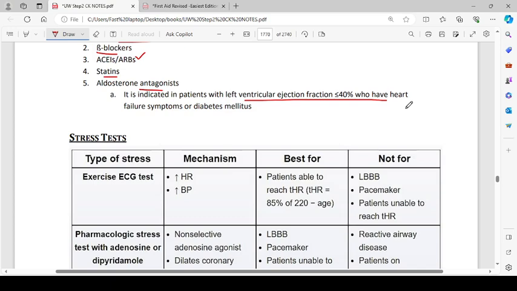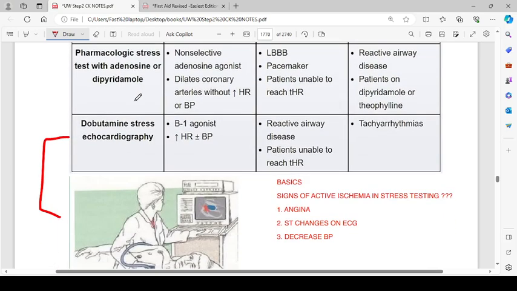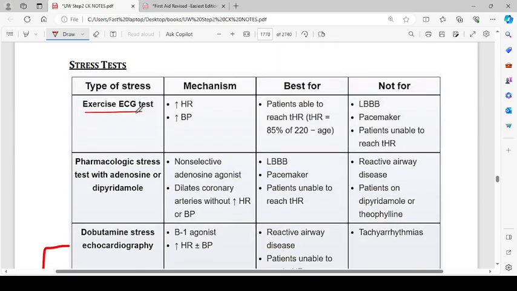Okay, then the next thing is, just give me a second. Yeah, so the next thing is stress test. These are different types of stress tests. Firstly, exercise ECG test. The mechanism is that it increases the heart rate and increases the blood pressure. It is best for patients who are able to reach the THR.